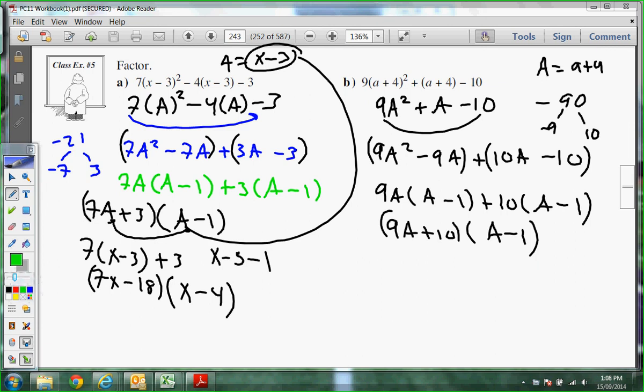Okay, so let's insert in the a plus 4 now. So if I go 9 times a plus 4, gives me 9a plus 36. 36 plus 10 is 46. So 9a plus 46 on that one. Sorry, I can write the plus 10 here. Okay, my second part of the answer, a minus 1, so that's going to be a plus 4 minus 1. 4 minus 1 is 3. And there's that one. Whew.